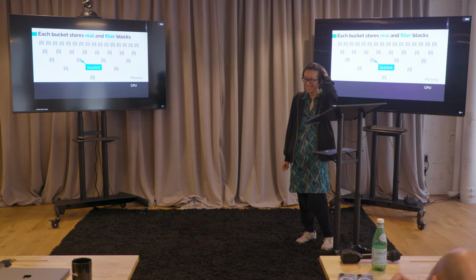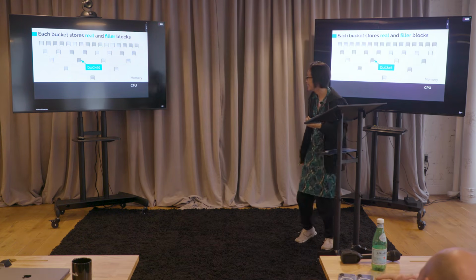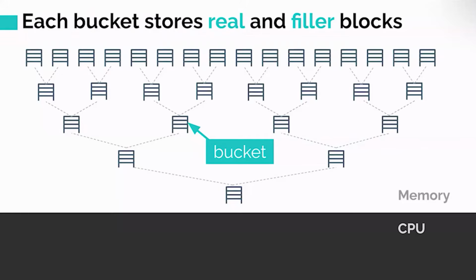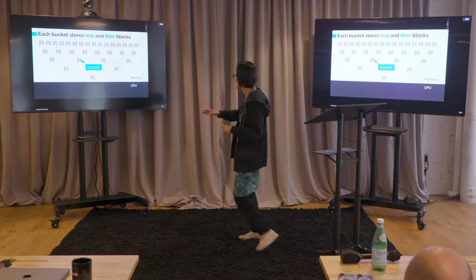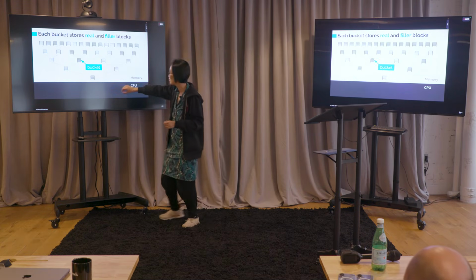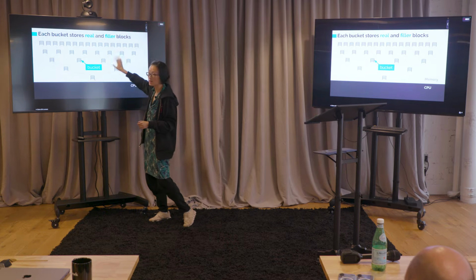So inside each bucket, there's a finite number of slots. And each slot can store either a real block or a filler block. So a real block is encryption of actual data, and the filler block is just encryption of 0. So the filler blocks are there just for security. And for now, you can imagine all the blocks are constant size, and all the buckets are constant size, except the root bucket is logarithmic in size.